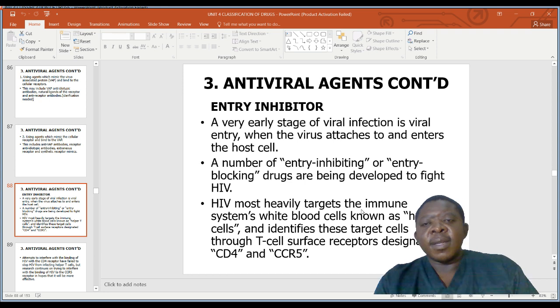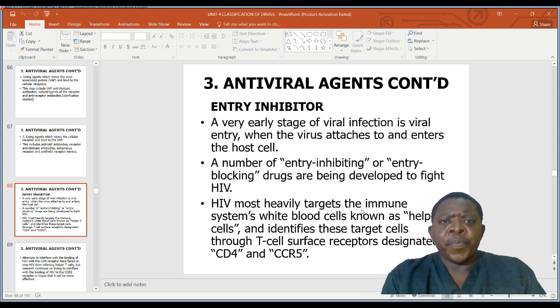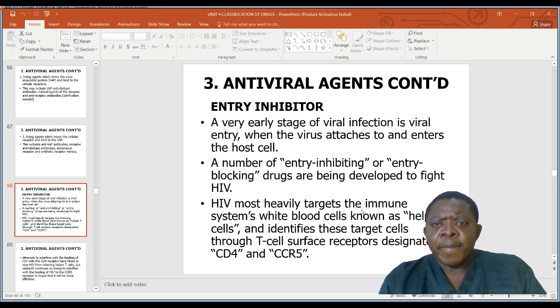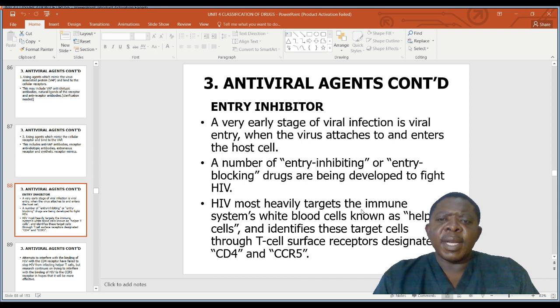Then we also have what we call entry inhibitors. A very early stage of viral infection is viral entry, that is when the virus attaches to and enters the host cell. A number of entry inhibiting or entry blocking drugs are being developed to fight HIV.